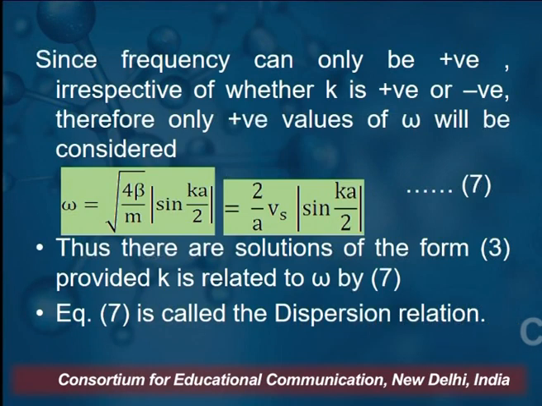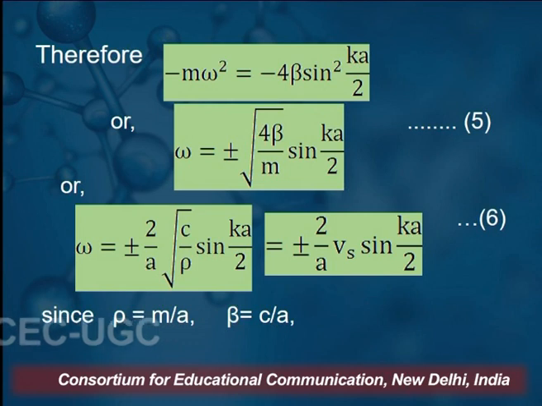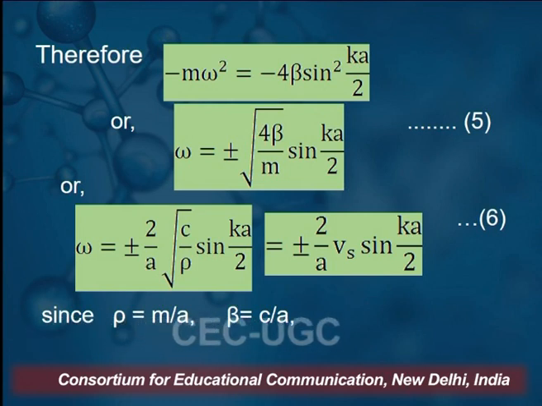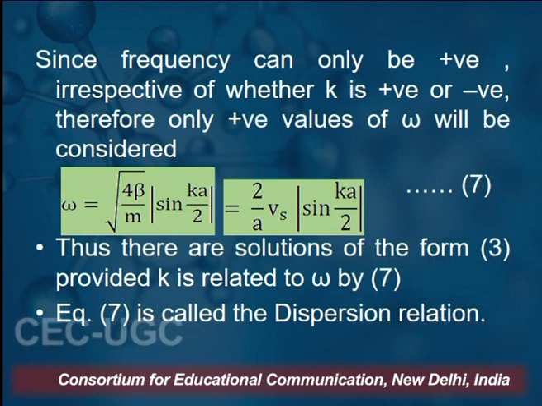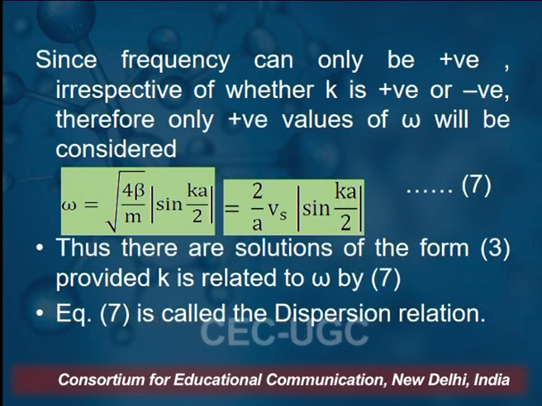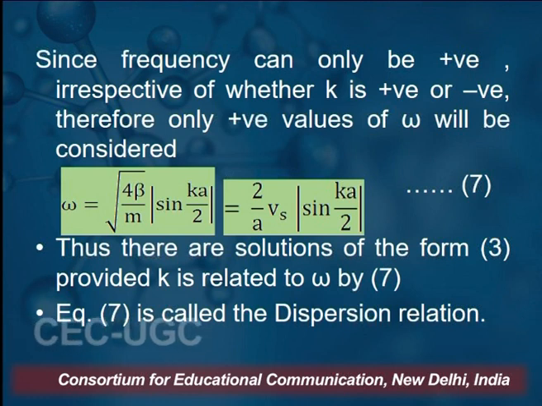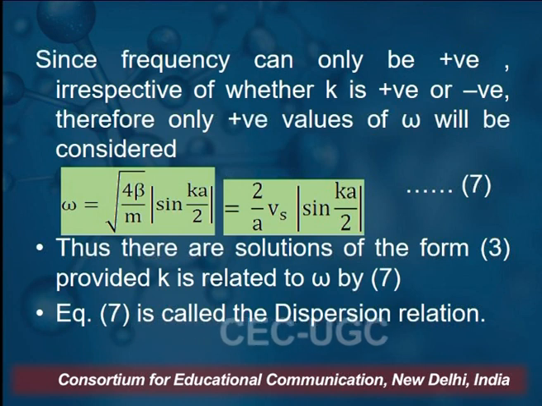Now, the point is, in this equation number 5, omega has a plus and a minus term, but frequency can never be negative. So in this case, we have to neglect the negative term. The sine can be both positive and negative, but because frequency can never be negative, omega can have values of only under root of 4 beta by m, only the positive term, and mod of sin k a by 2, or this can be written as 2 by a Vs mod of sin k a by 2.